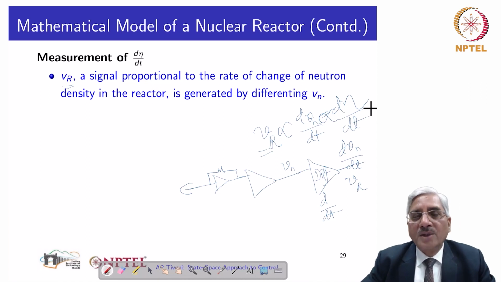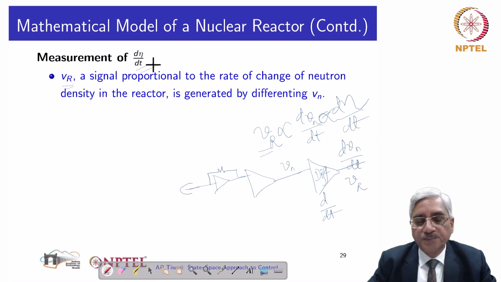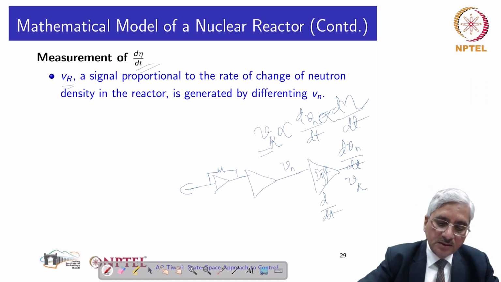That output of the amplifier is linearly proportional to the neutron flux density, and similarly this rate is proportional to the rate of change of neutron flux density, this Vr. So there are only two instruments for the purpose of discussion of nuclear reactor in the power range, which we are going to do in this lecture.